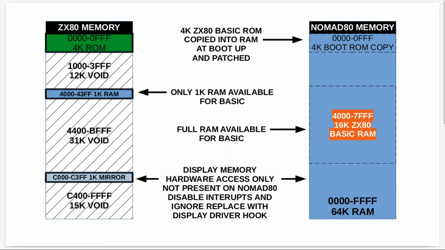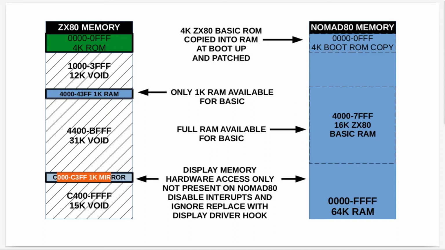Where the mirror of the 1K would be on the standard ZX80, I don't have to worry about that, because I'm going to disable interrupts, so nothing in the software is going to be accessing that memory, and I haven't got the hardware which accesses that memory, so I can ignore it. As well as disabling interrupts, I need to insert my own display driver so that I can update the display on the terminal session. So that's how that will work.